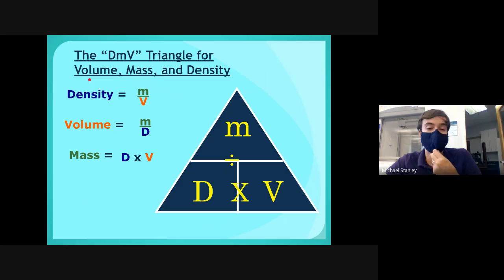So we start off with our basic density equation, right? Density equals mass divided by volume. But if we know any of the other two numbers, so if we know what the mass and the density are, or we know what the density and the volume are, we can do a simple equation to tell us either what the volume is if we know the mass and the density, or what the mass is if we know the density and the volume. So all three of these are related to each other. And if you know the numbers for two of them, then you can always calculate the third one.